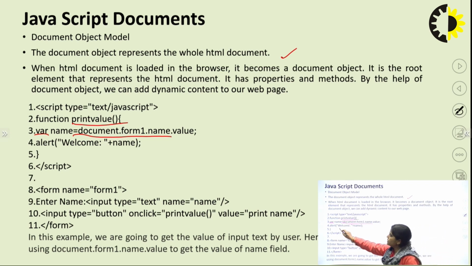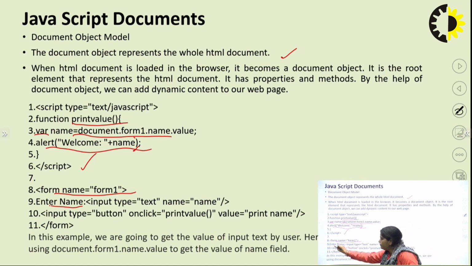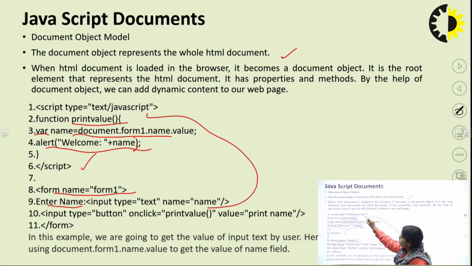The next one is, inside that function we have an alert box which is displaying "welcome" plus that name which we are fetching from form1. After that we close the script tag. Now the form tag opens and the name of the form is form1. Inside that form tag we have a name and a single button which, when clicked, immediately goes to the function printValue, and then it prints the value of name.